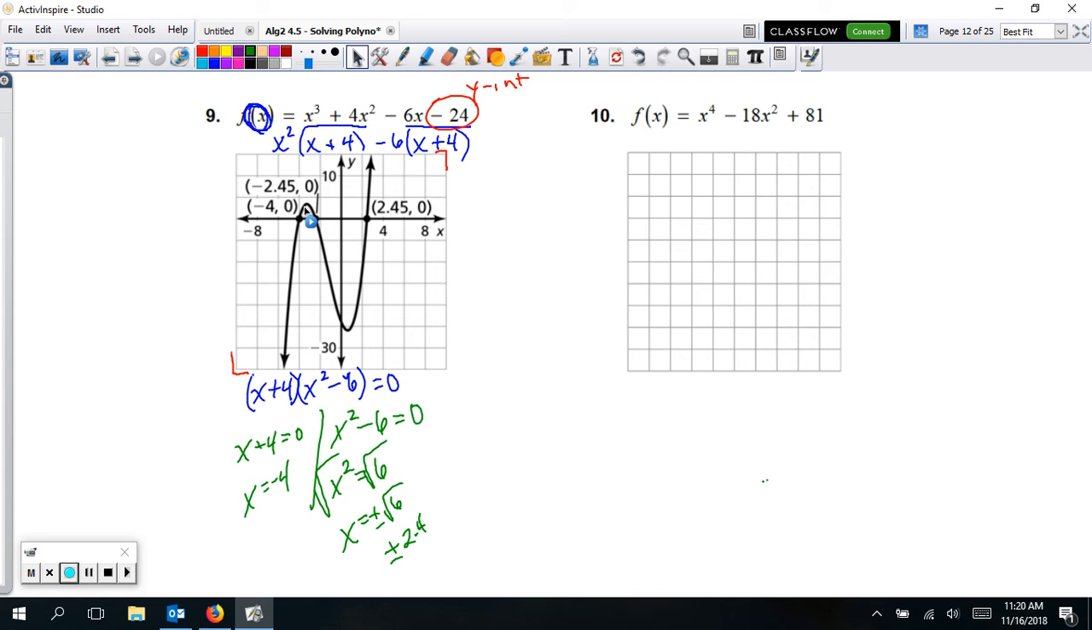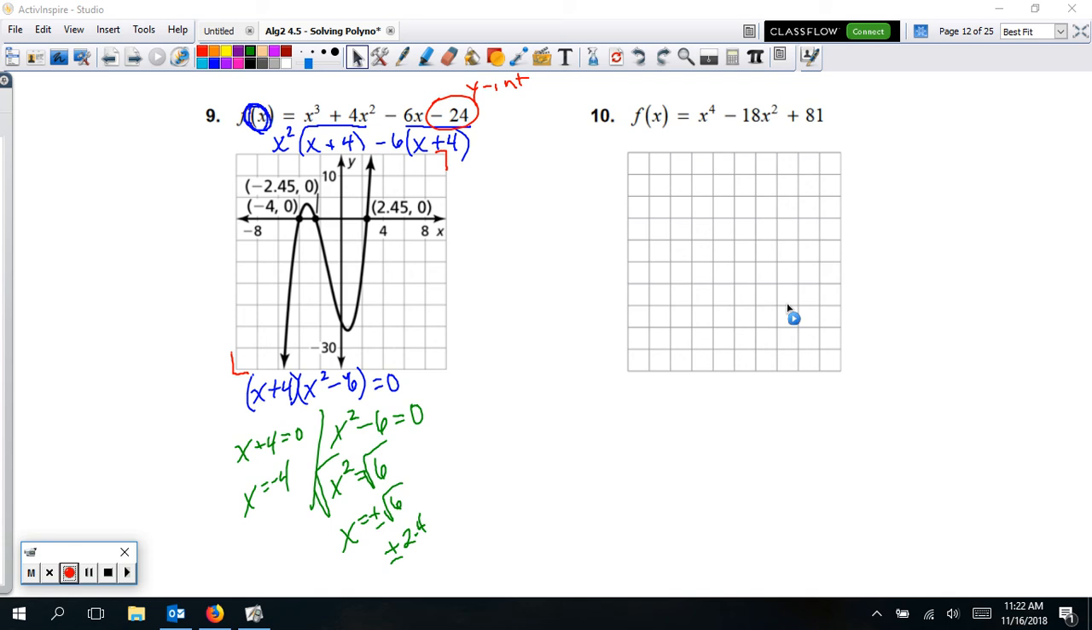So it's going to come up, go through it, go back down. It's going to hit that -24. There's your y-intercept down here. It's going to go through that, come back up, and then go through that last point, that last x-intercept. So again, you can always use Desmos to help you graph those.